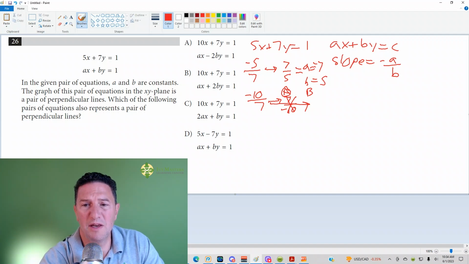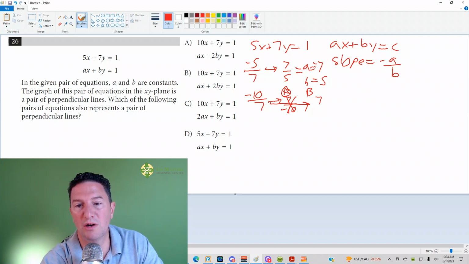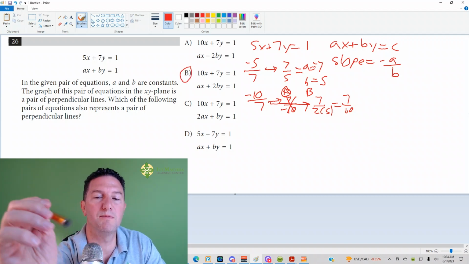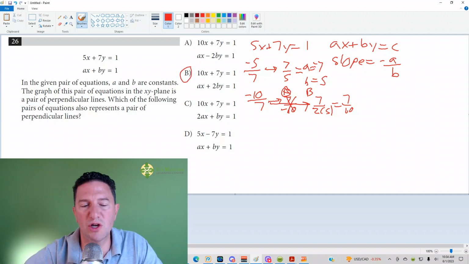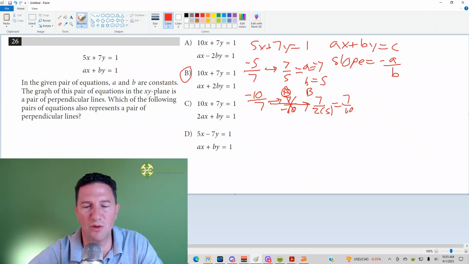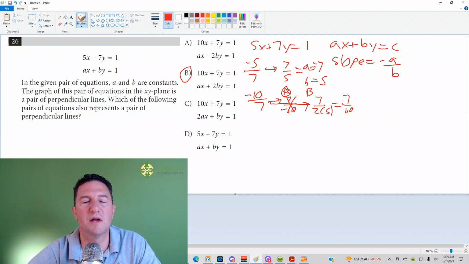Now, for answer choice B, let's see if that works. Again, it's going to be negative A over B. Your A is negative 7, so a negative A is going to be a positive 7 over B. Your B is 5, so it's going to be over 2 times 5, because it's 2B. And that's going to give me 7 over 10, which is the opposite reciprocal. It looks like B is going to be your answer. And if you checked all the other answer choices, you would just find that you do not get those perpendicular slopes.